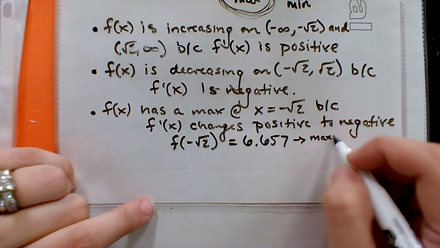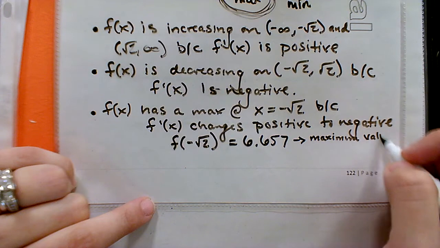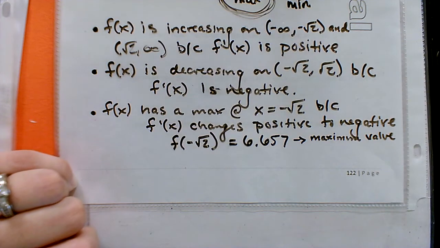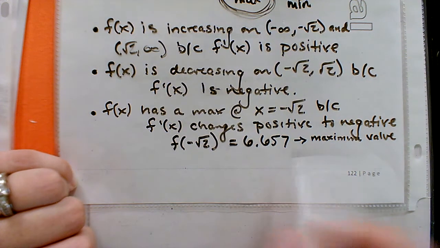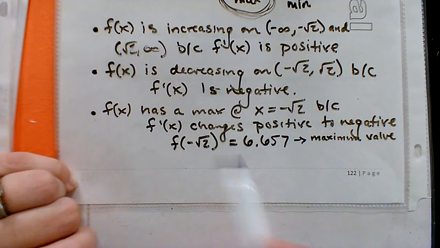So we'll label this as our maximum value. That's our maximum height. Maybe not the highest, right? Because if you think about a cubic graph, it's going to go up forever, okay? So this is a high point on the graph somewhere, not necessarily the highest, okay?